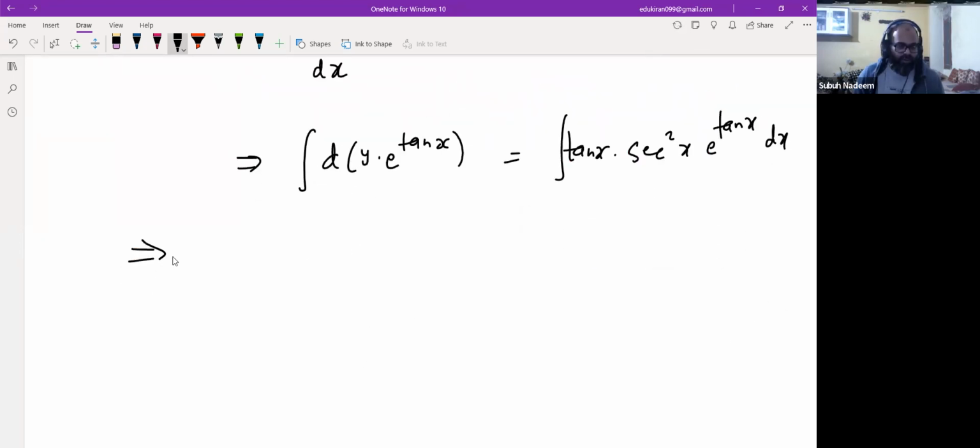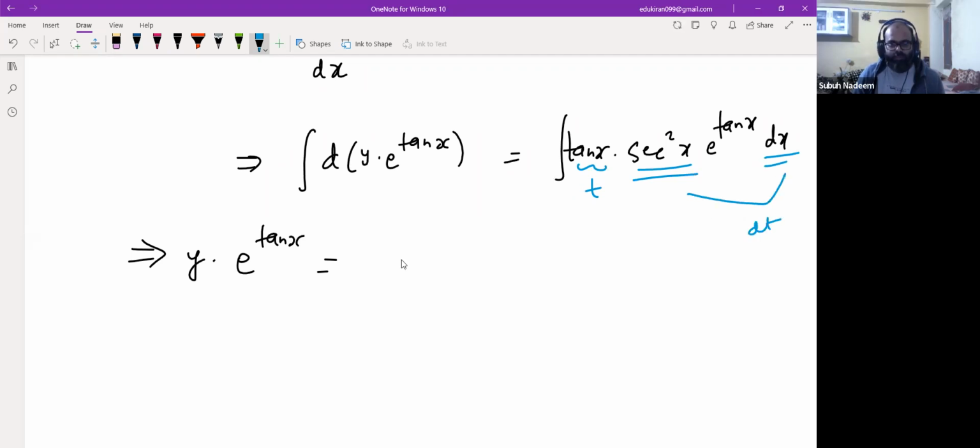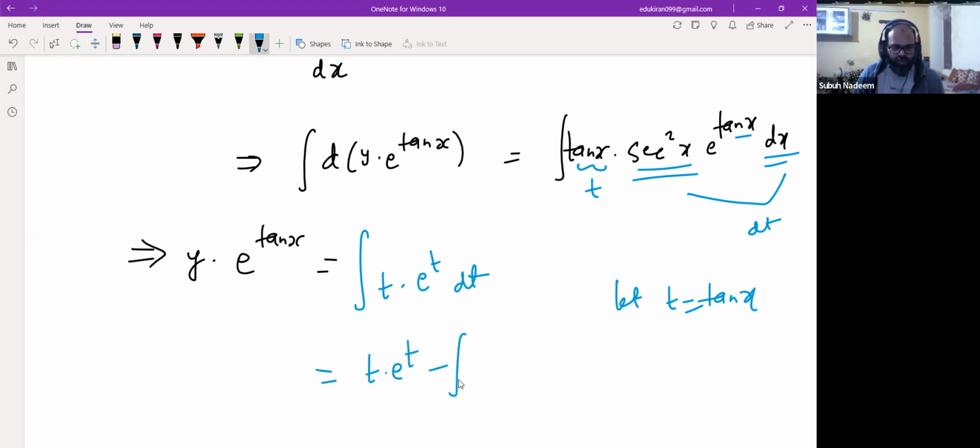When you integrate the left hand side, it will be y into e to the power tan x. And when you integrate the right hand side, tan x you can take as t. So sec square x dx will become dt. It will be t e to the power t dt. This is all integration now, so this is by parts. First function into integral of second minus integral of derivative of first into integral of second. After this, t e to the power t minus e to the power t plus c.